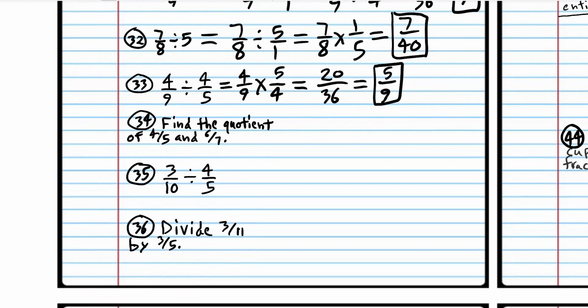All right, find the quotient of 4/5 and 6/7. So that means 4/5 divided by 6/7. We're going to have to reduce on this one. So pause the video. Remember, you're going to have to reduce. And when you come back, we'll do it together.